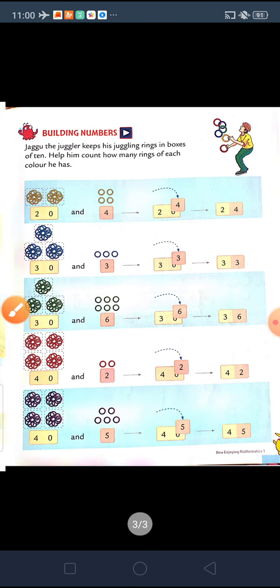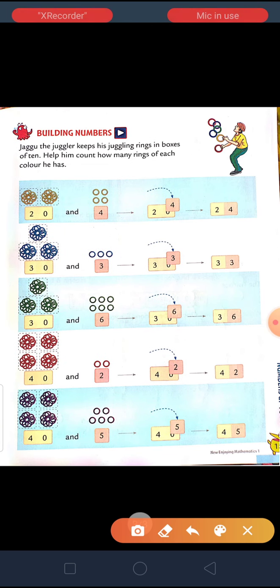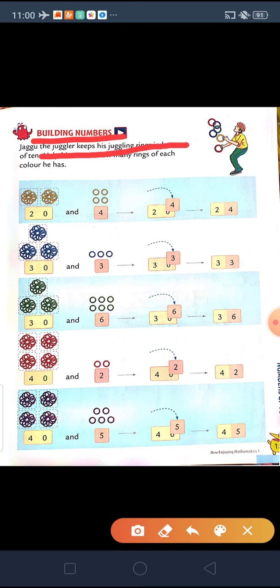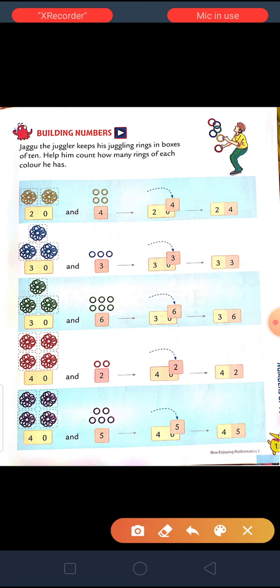On the next page we will see building numbers. Now what are building numbers? Now you know what counting in tens is, so how do we build these numbers? As you can see here, Jaggu the juggler keeps his juggling rings in boxes of 10. Help him count how many rings of each color he has.